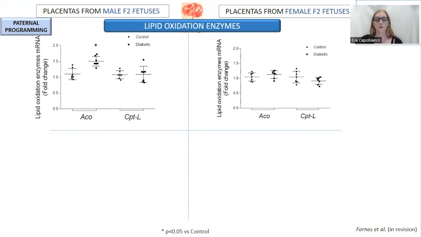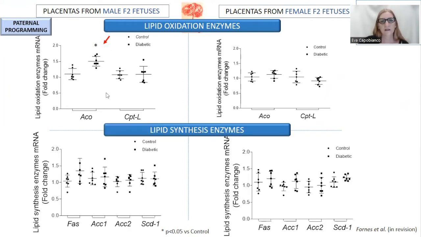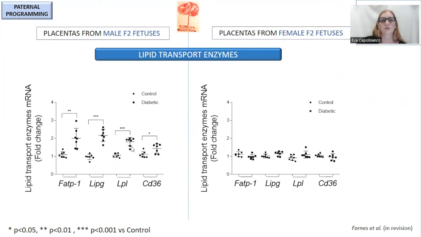Then we studied the expression of lipid oxidation enzymes, and we observed that only in placentas from male fetuses there was an increase in the expression of ACO. The study of the expression of lipid synthesis enzymes showed that there were no differences in the expression of these enzymes evaluated in the placentas of male and female fetuses. Finally, we studied the expression of lipid transport enzymes, and we observed that only in placentas from male fetuses there was an increase in the expression of fatty acid transport protein 1, LipG, LPL, and the fatty acid transporter CD36. But no differences were found in the placentas from female fetuses.